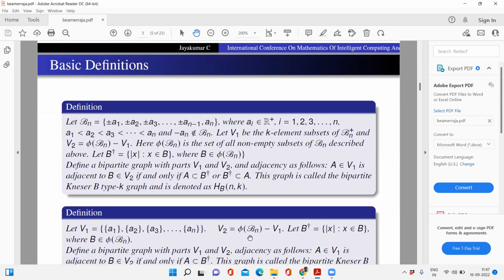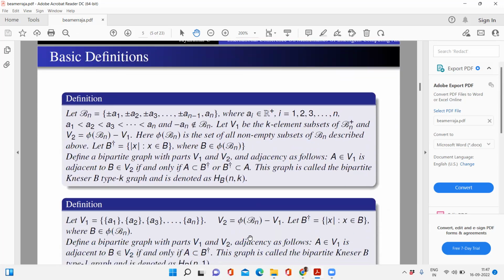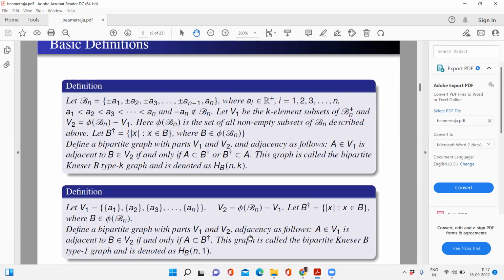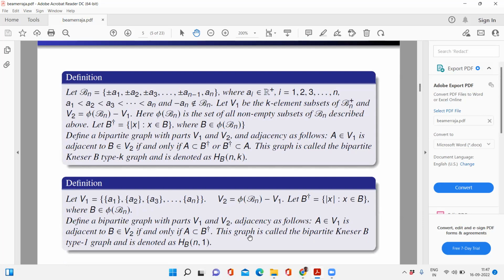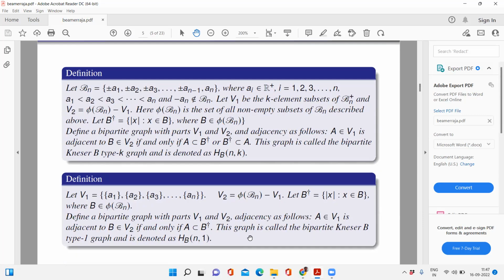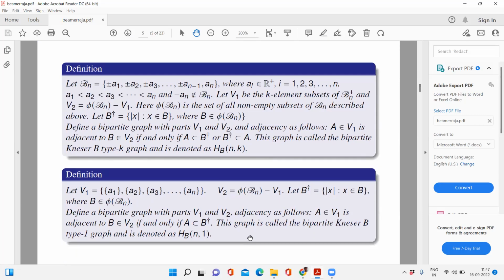Basic definitions. This first definition I have already mentioned in the abstract. Here I am going to discuss HBN1, a special case when K is equal to 1. In HBNK, we take V1 as the set of all K-element subsets of Bn+1. Here in HBN1, we take V1 as the set of all one-element subsets, namely set A1, set A2, up to set An.